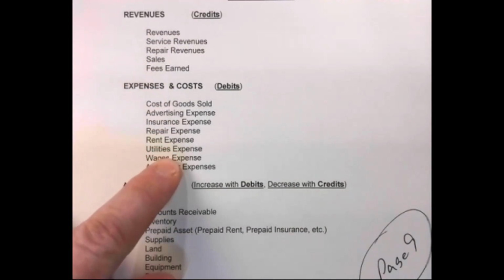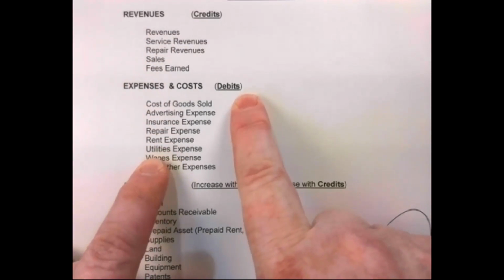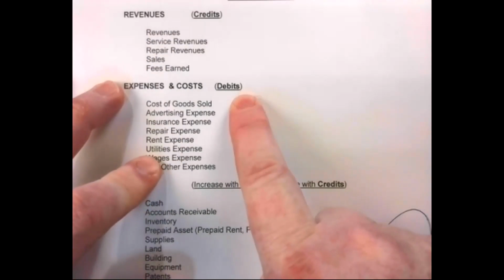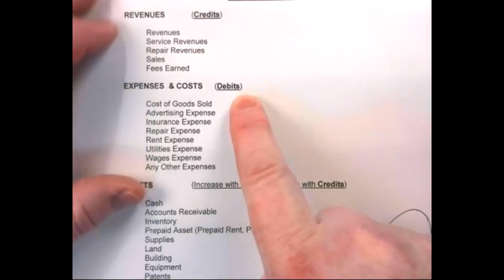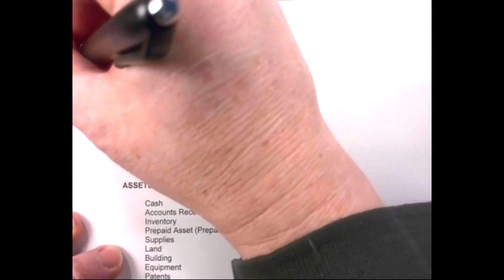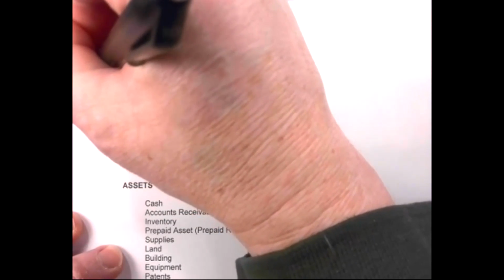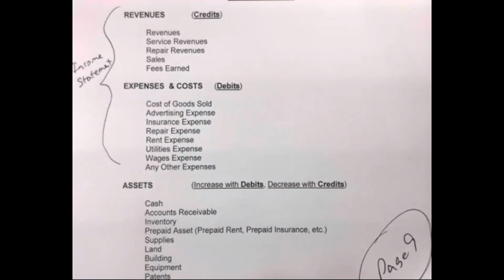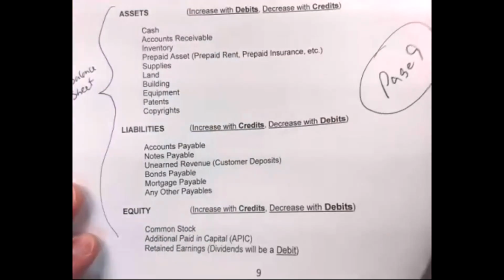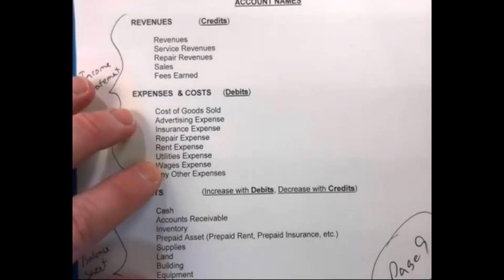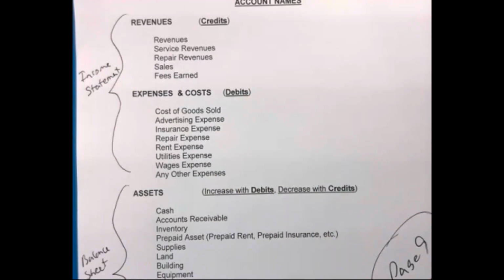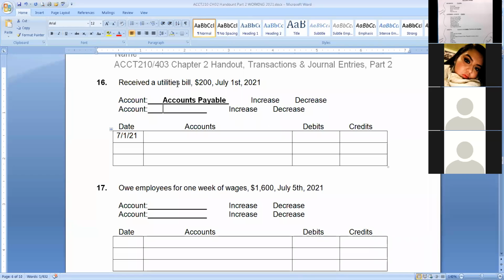So as you come down here, probably use utilities expense. The nice thing about an expense is that expenses are always debits. Revenues are always credits. Expenses are debits. So this is the income statement stuff, which is actually a little easier than down here, which is the balance sheet. So utilities expense is going to be a debit. Okay, so let's go back. Utility bill, the utility expense, or some type of expense.